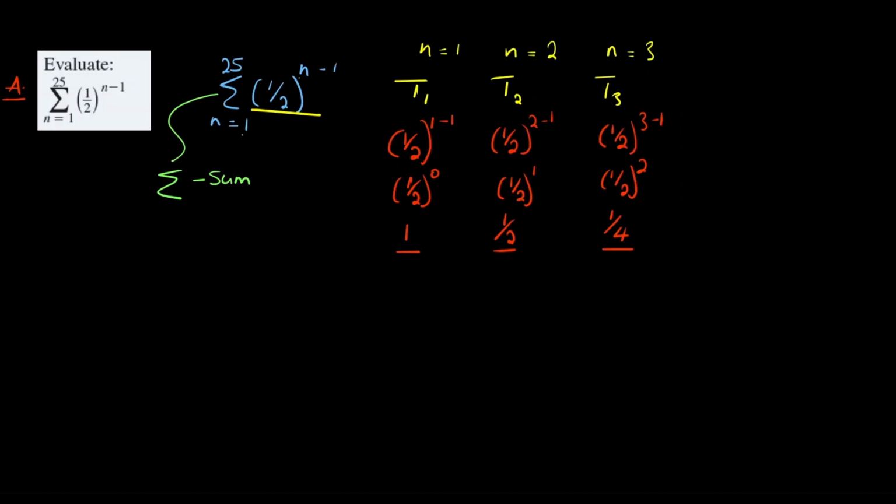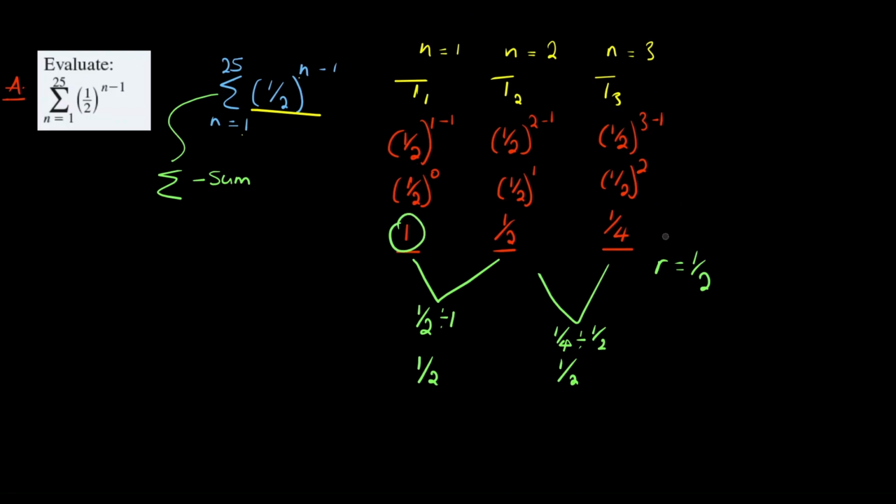And really from observation, we can see that this is a geometric series. But we can confirm that by dividing 1 over 2 by 1, because remember, to find the common ratio, take t2 divided by t1, which will be 1 over 2. And 1 over 4 divided by 1 over 2 will be 1 over 2. So we can clearly see that our r will be a half, and our first term, a, is equal to 1.